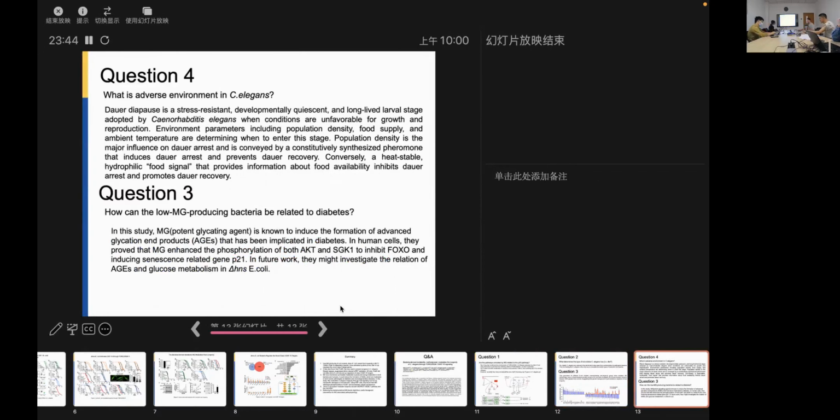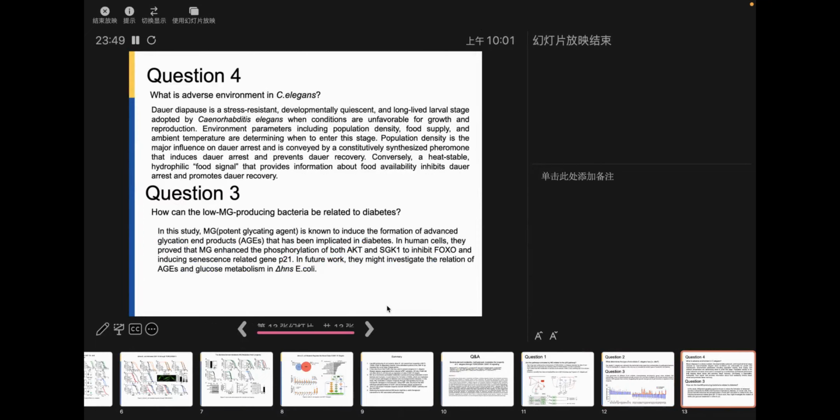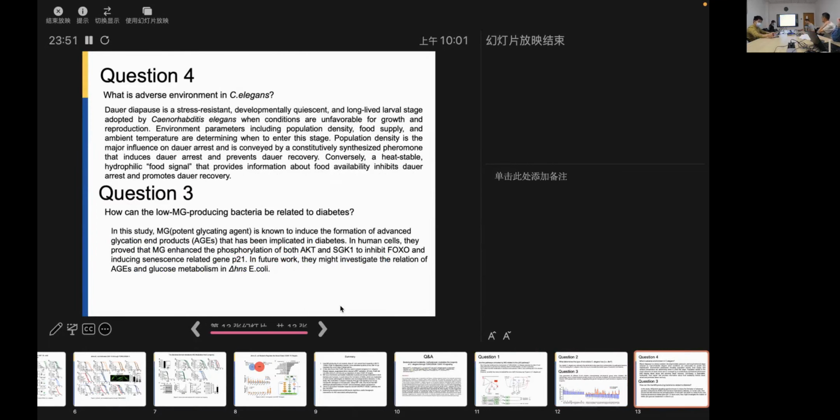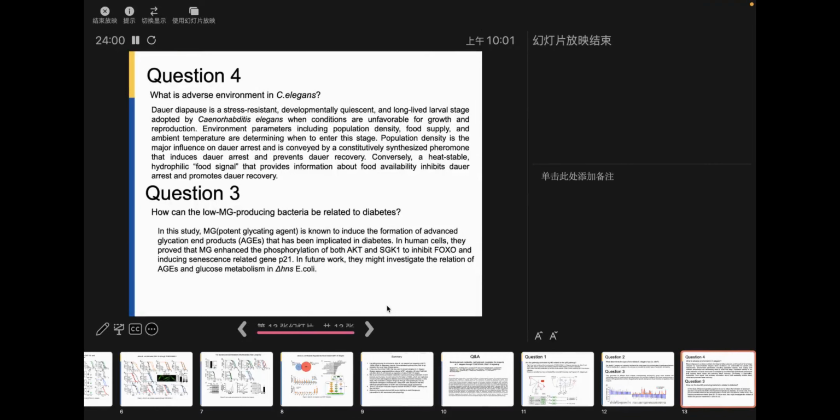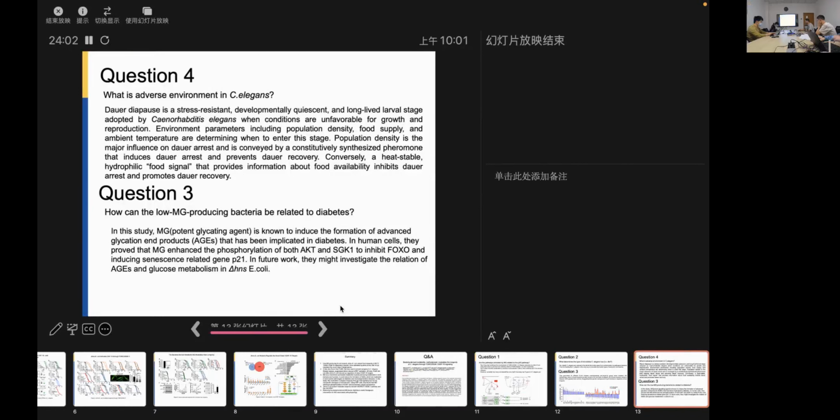So, a question. I don't find it easy to understand. What does it mean? It's overexpression of what? Of the anti-longevity gene.